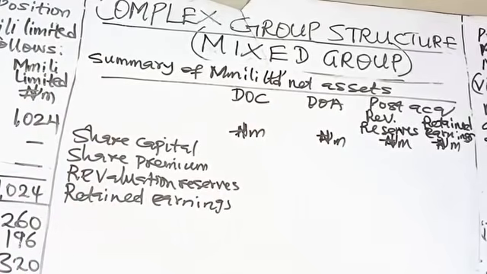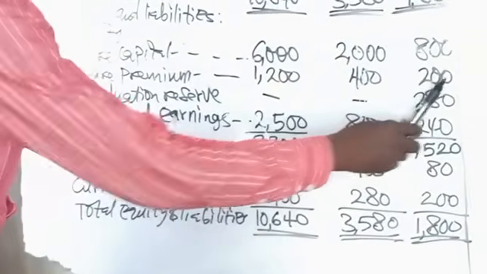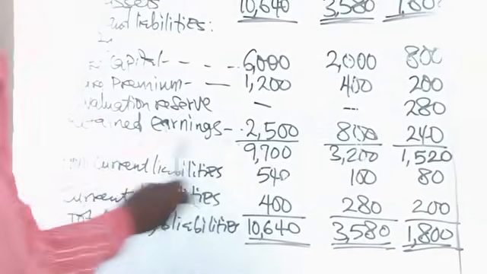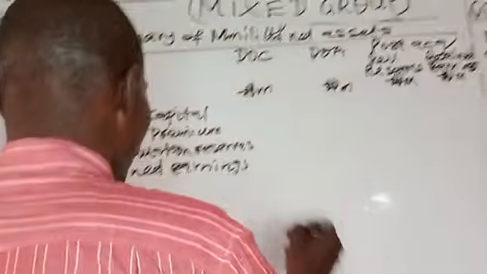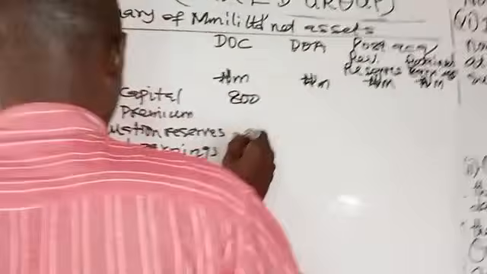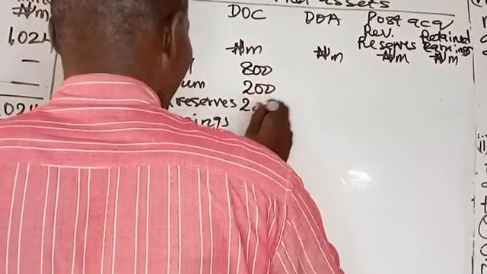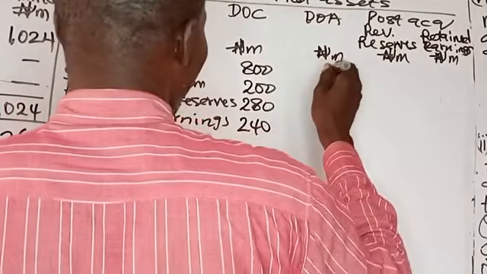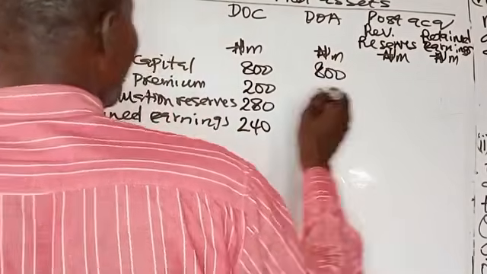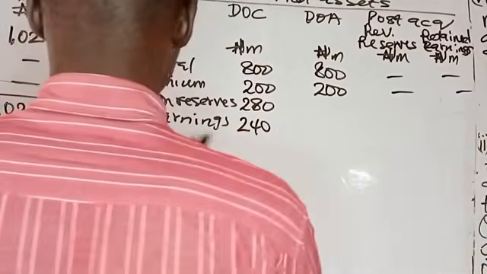Now, back to the question. The share capital of Millie, we have 800, share premium of 200, revaluation reserves 280, retained earnings 240. Share capital 800, share premium 200, revaluation reserves 280, and retained earnings of 240. The DOA share capital will still be 800. DOA share premium will be 200. Then revaluation reserves and retained earnings.